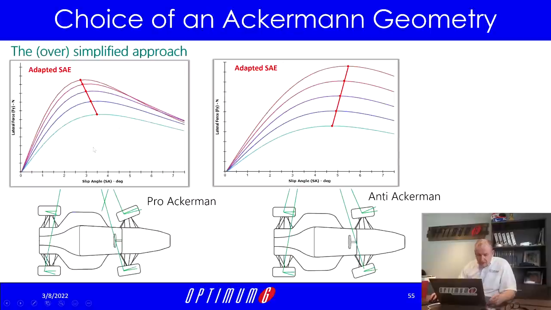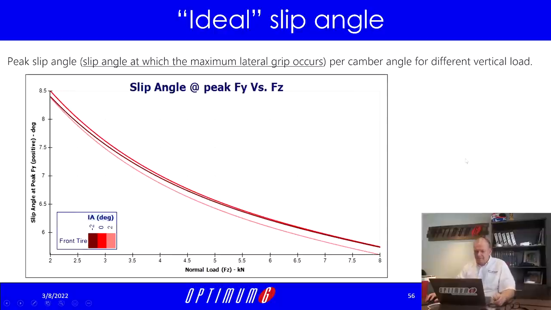And you realize that you want to have more slip angle on the less loaded tire inside, and less slip angle on the outside wheel. That's a pro Ackermann. Now here, the more you load the tire, the more slip angle you need. And that means that you're going to need more slip angle on the outside than on the less loaded inside. And that's going to be anti-Ackermann, but that's a little bit easy.